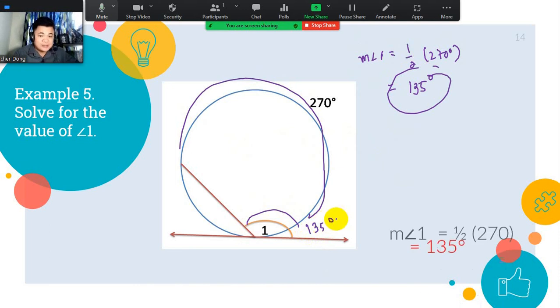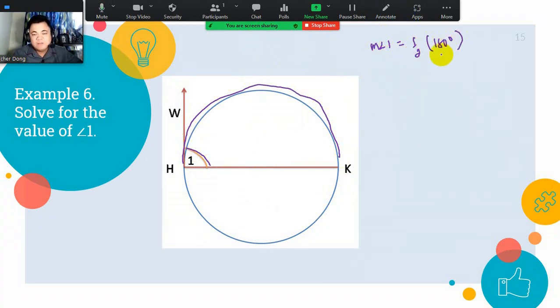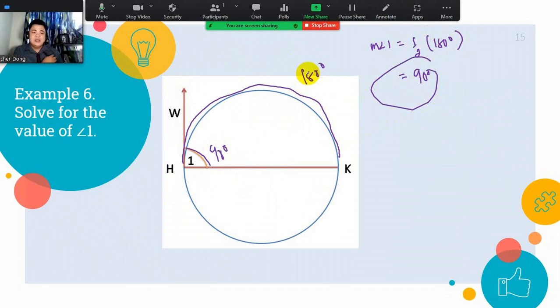As simple as that. Next, let's solve for the measurement of angle 1 here. So this is its arc. Okay, there's no measurement, teacher. What are we going to do? So as you can see, this is a semicircle arc. So a semicircle measures 180 degrees. So therefore, to solve for the measurement of angle 1, you will have to multiply 1/2 of 180 degrees. So 1/2 of 180 degrees is 90 degrees. So the measurement of this angle is 90 degrees and its arc is 180 degrees. So that is Theorem 114. Okay, so this theorem is very easy.